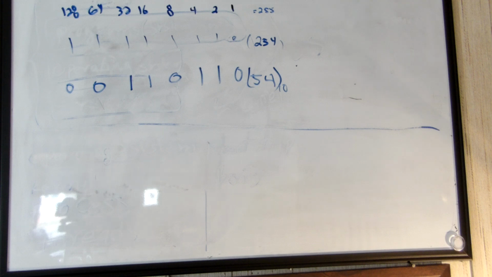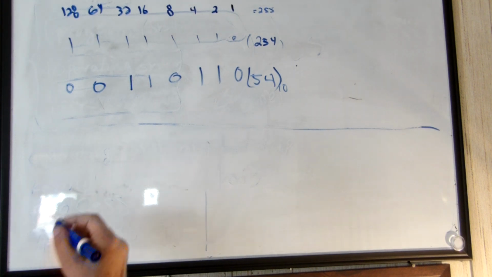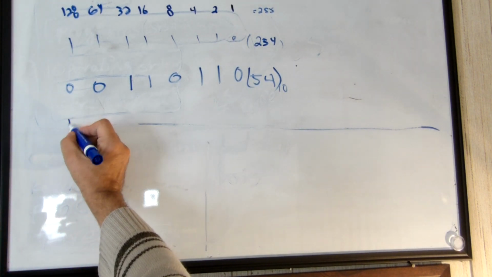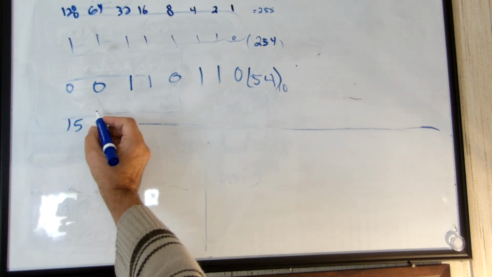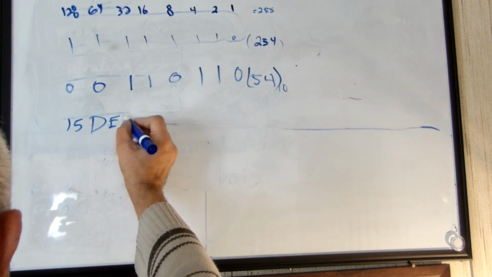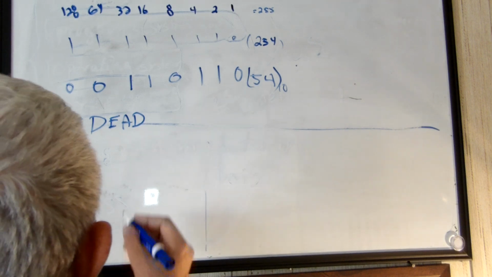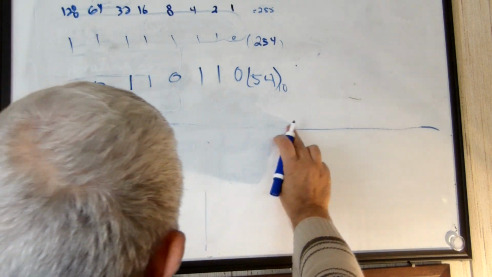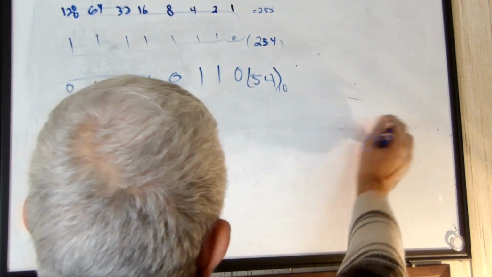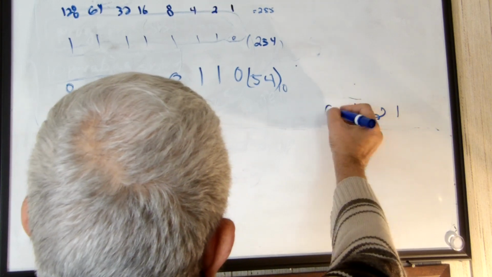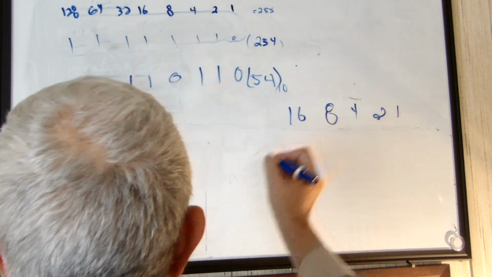Okay. What about if they give you this 15 dead? This is hexadecimal. Okay, what is going to be the number? You say, okay, write it here. 1, 2, 4, 8, 16.